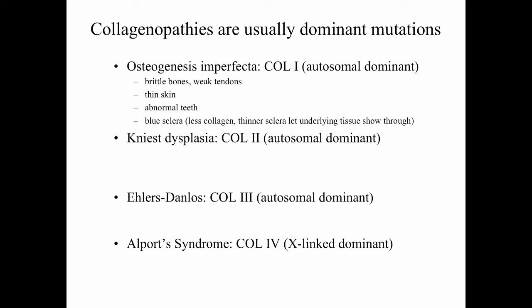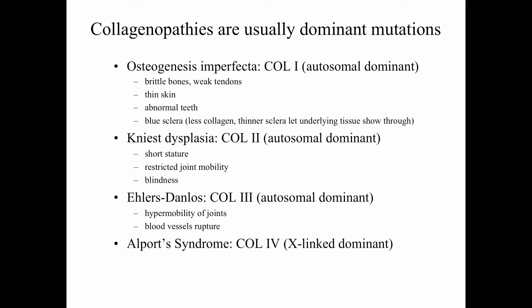Kniest dysplasia is an autosomal dominant mutation in collagen type 2. Those individuals usually have short stature, restricted joint mobility, and they have vision problems, and oftentimes they're blind. There's an autosomal dominant mutation in collagen type 3 that causes Ehlers-Danlos syndrome. These individuals have hypermobility of the joints, and they have blood vessel problems. Oftentimes they'll have aortic dissections or other blood vessels that just rupture.